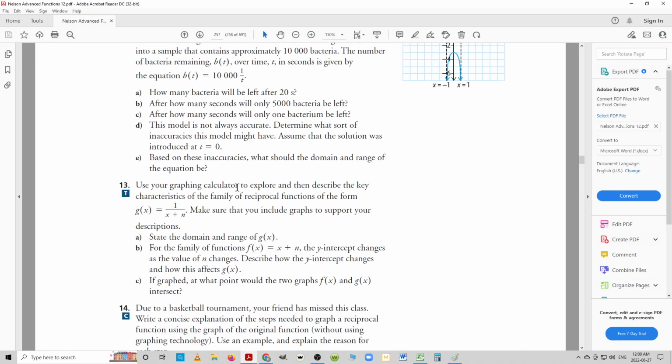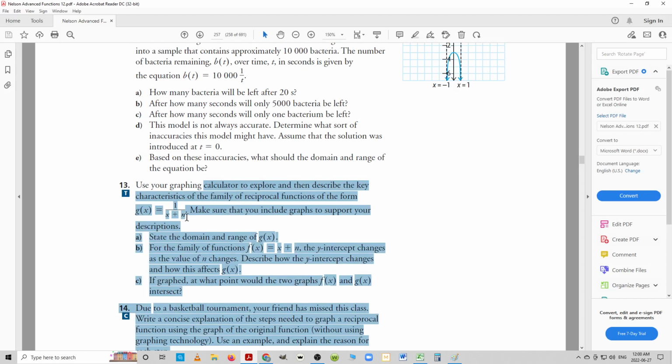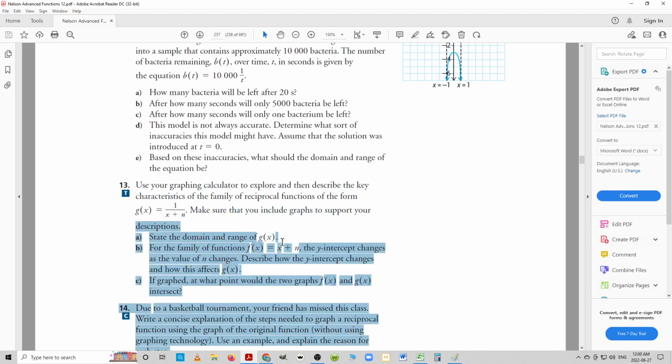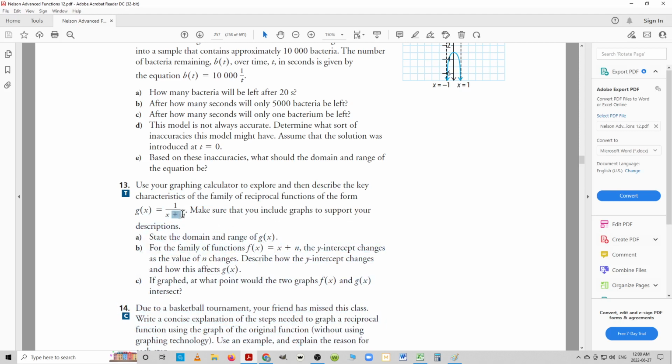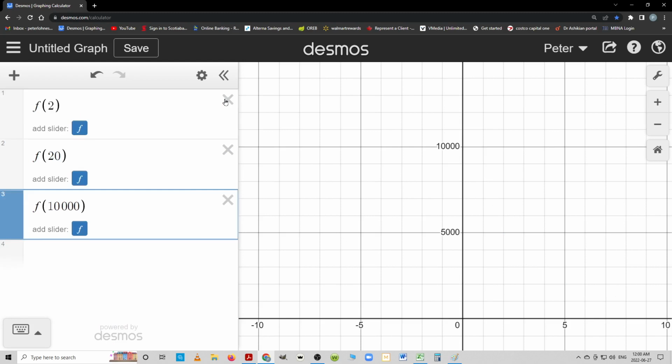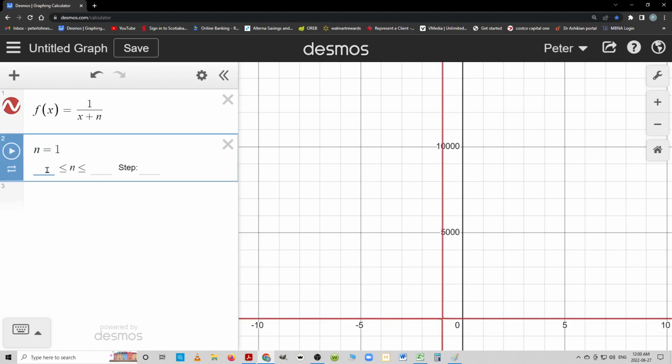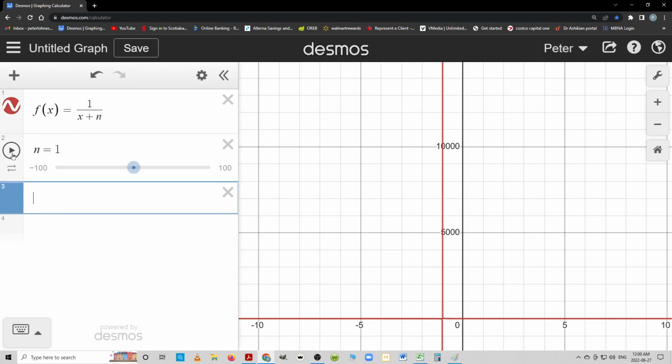Use your graphing calculator to explore and describe the key characteristics of the family reciprocal function 1 over x plus something. Yeah, that's not as interesting as other things. But yeah, whenever you're adding something like that, that's an x translation to the left. So I'll show you. Get rid of that. So if you do this, you can actually let Desmos show it to you. And just make an n slider and make your n go as far as -100 and as big as 100. And just use steps of 1 and just click play.